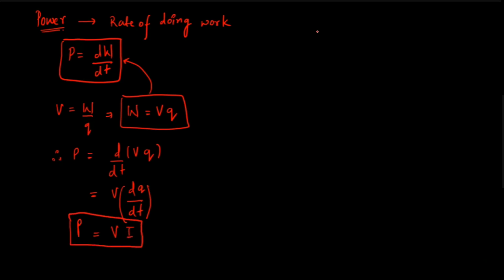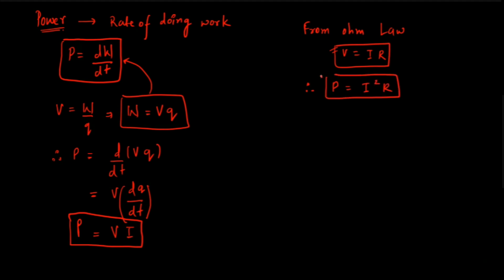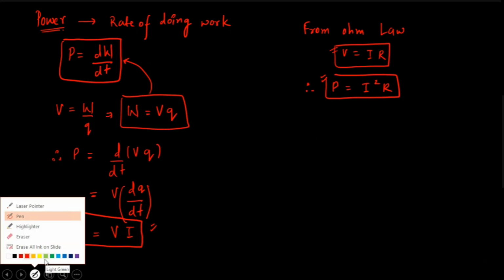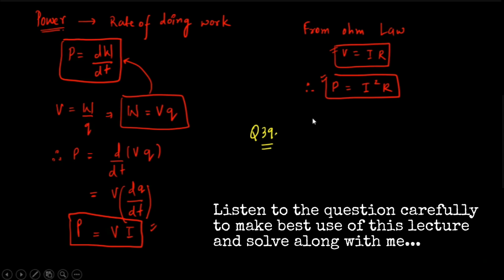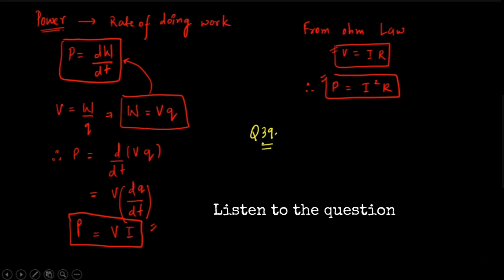This is one such relation. Again from Ohm's law, we have another relation here. As we know, V is nothing but IR. So if we substitute the value of V again in this equation, we get power as I squared R. So these are the few relations for power that we might be using in this particular assignment. So let's start with question number 39, and we'll be using these relations only, nothing else.